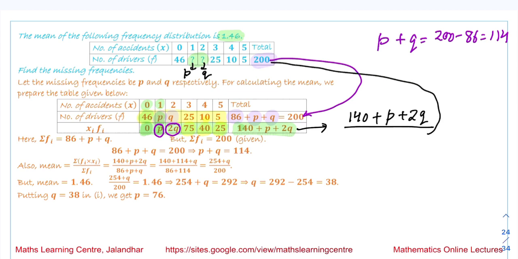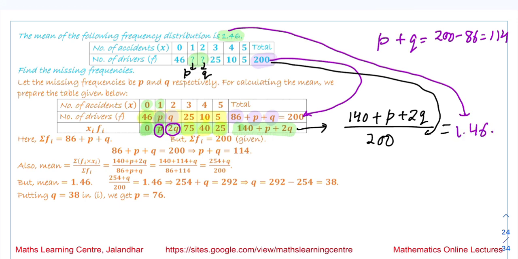frequency we have, it is 200, and the average value we have is 1.46. So what we get from this is that 140 plus P plus 2Q is equal to 1.46 into 200. So the value of P plus Q is 114.